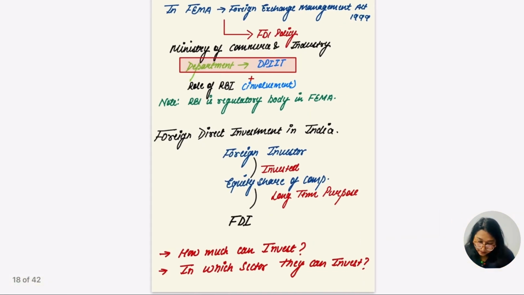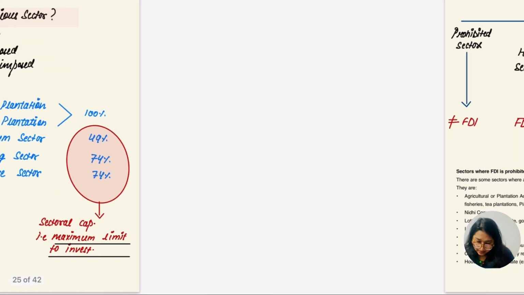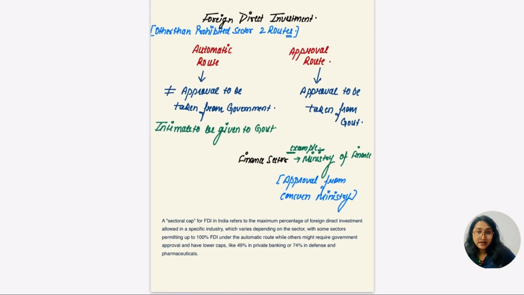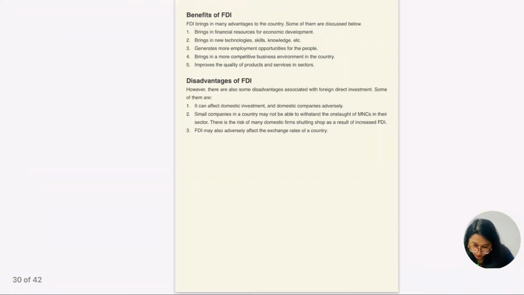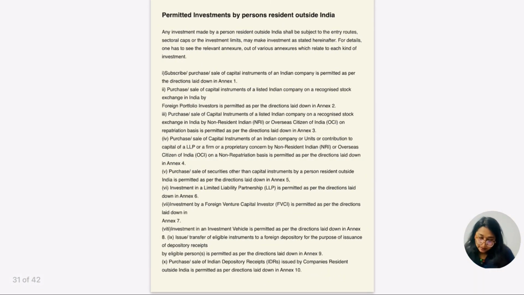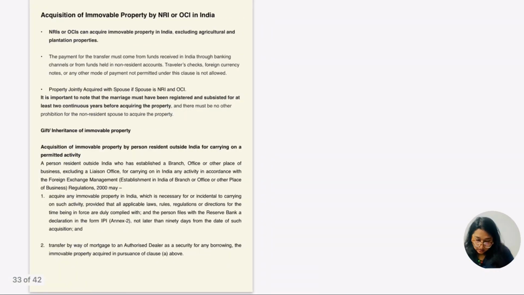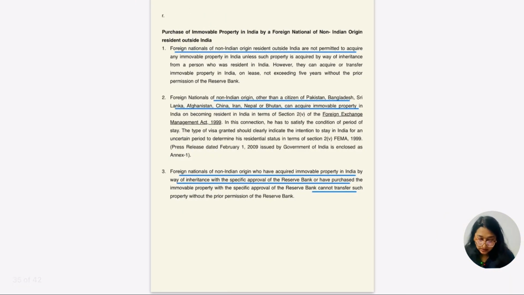Let's go to the other part. Hope these parts are clear to you. This part I have already covered in the beginning chapter lectures. Before going to the next part, permitted investment by a person resident outside India, there is one more point, which let me cover first.